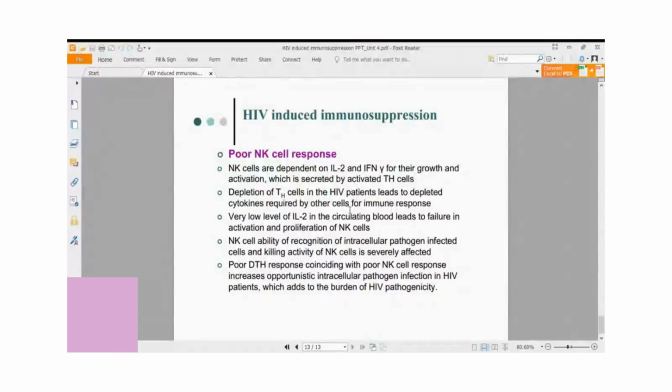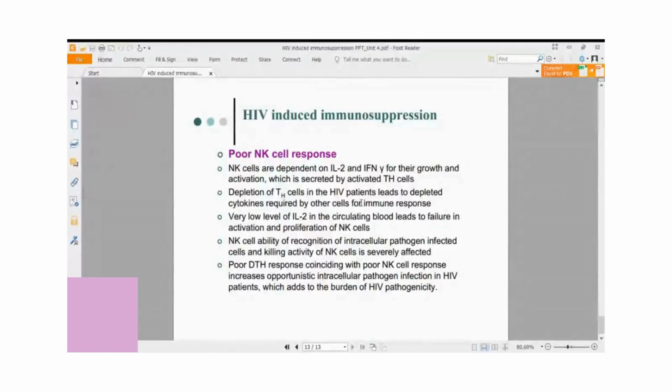And because of the Th cell depletion, complete depletion, those cytokines responsible for the further activation of NK cells will not be available. That is IL-2, interferon gamma, and IL-12, which are very important cytokines to keep the NK cell active. Proliferation of NK cells will be dependent on these cytokines, and then further action on the infected viral cells will be dependent on these cytokine activity, which is not happening.